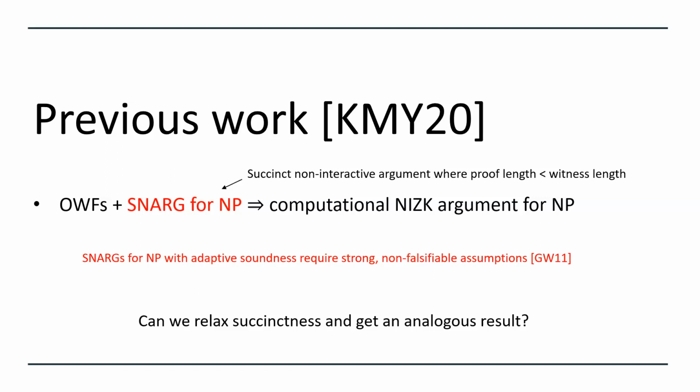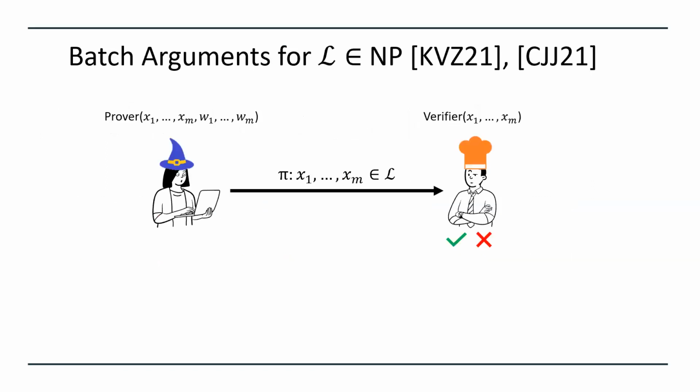So the relaxation we're going to consider is a batch argument for NP, also called a BARG. And in this setting, the prover wants to prove that M NP statements are all in the language L. And the relaxation on succinctness is that it's going to be amortized over the number of statements M. And in particular, this means that the proof size actually grows linearly with the length of the witness. So this is quite different from a SNARG.